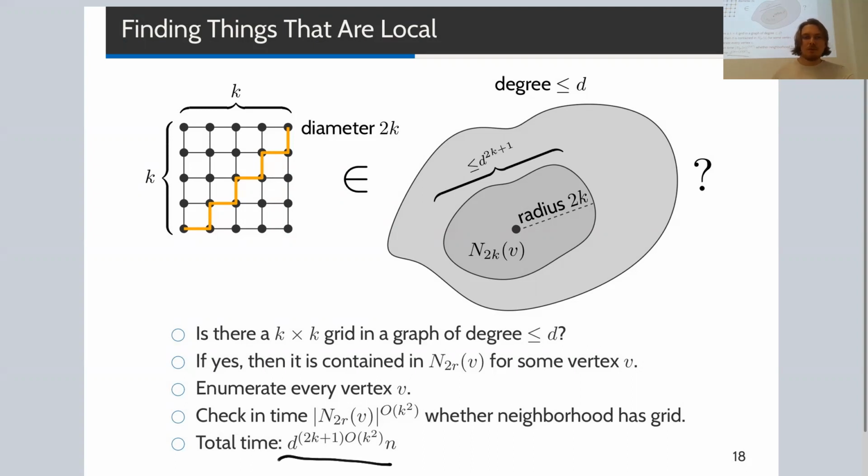So now we use the fact that the grid is contained within a region with small radius, and regions with small radius have small size, so we can brute force on every such region.